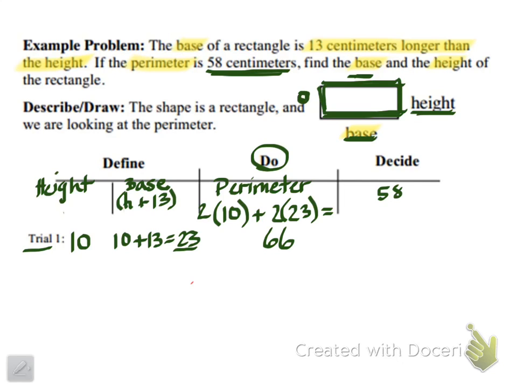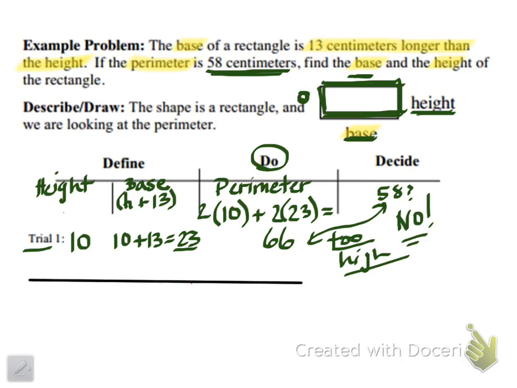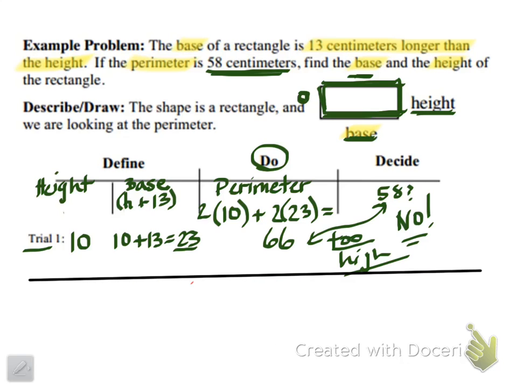So we can put a little 58 here with a question mark. Does 66 equal 58? So we decide, no, it does not. We've done our first trial, and we've realized that our value, 66, is too high. So when we move to our second trial, I'm going to put a line here just so we can separate our first trial from our second trial. Are we going to have a value that's greater than or less than 10, given what we realized we had for the perimeter here?